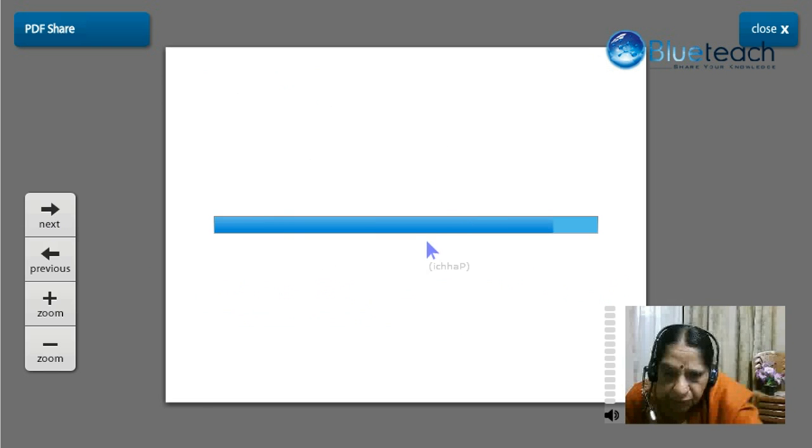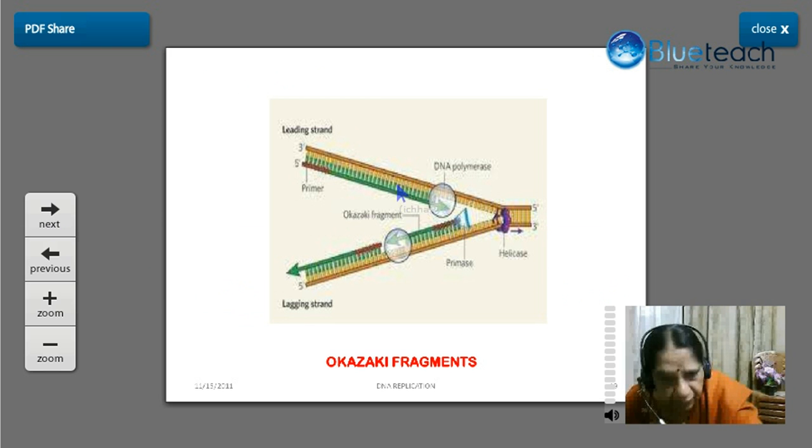Now this slide shows the replication fork. This is the leading strand having only one RNA primer, and this is the lagging strand having many RNA primers. On each RNA primer DNA is synthesized, and the RNA-DNA bits are known as Okazaki fragments. From these Okazaki fragments, later on the RNA primers are removed by RNase and the gap is filled by DP1, and then the pieces are sewn together by means of DNA ligase.